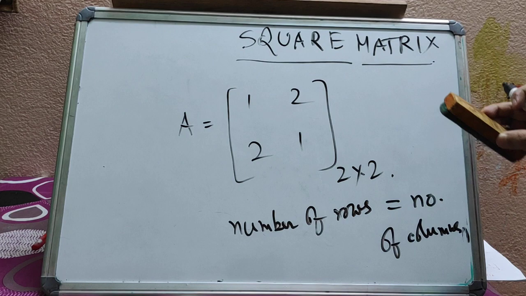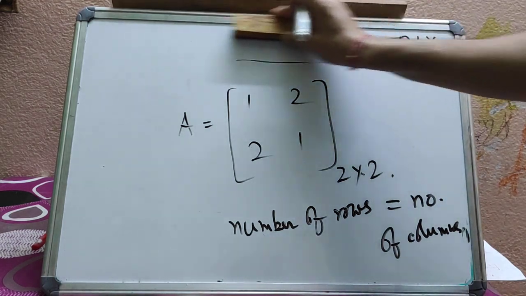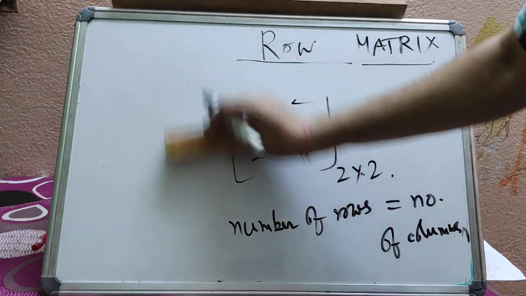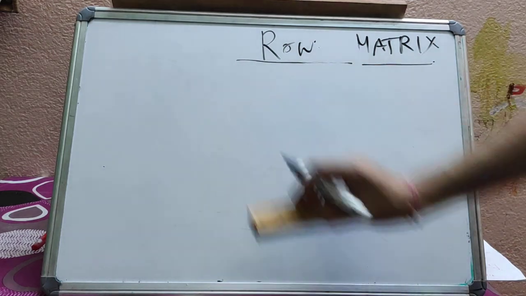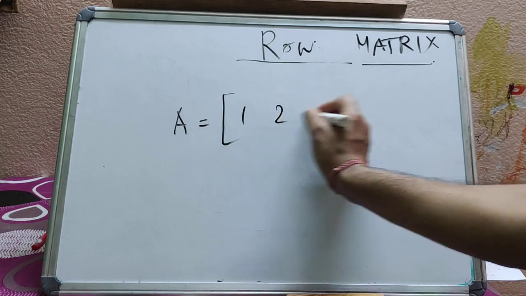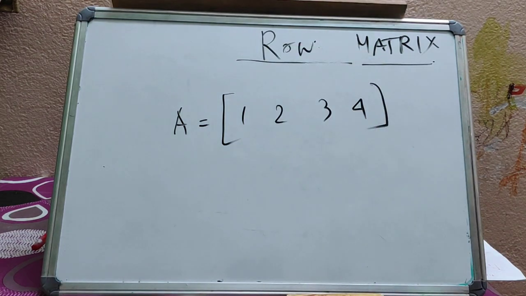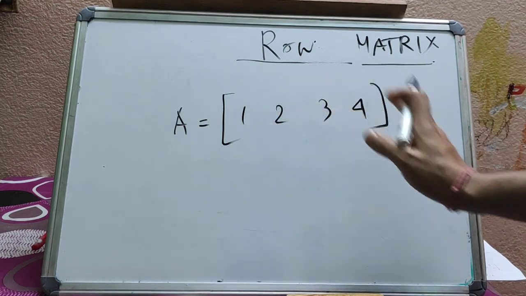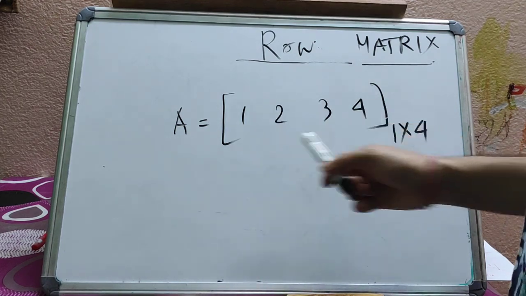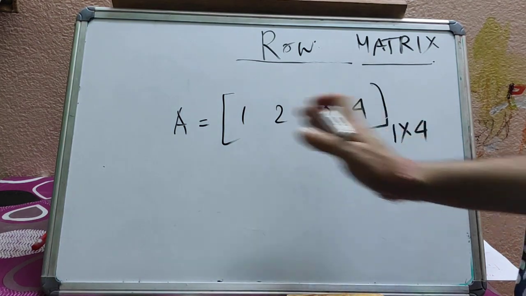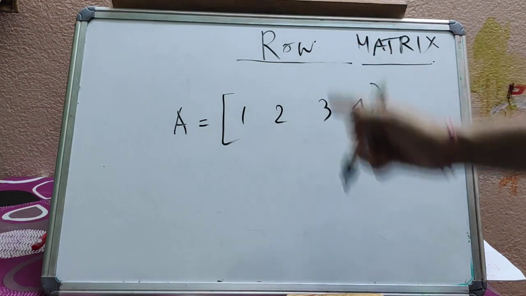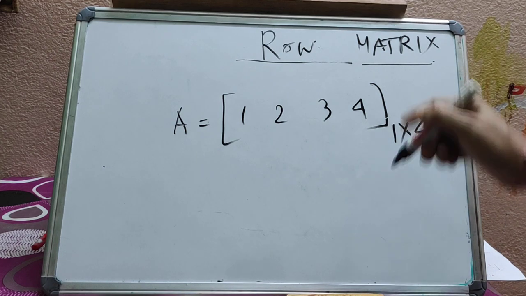Now another type of matrix is called row matrix. What is a row matrix? Row matrix is a matrix where there is only one row. Only one row is there. Then it will be 1 cross 4, only one row and 4 columns. 1 2 3 4, 4 columns are there but only one row. So this is called a row matrix. So in row matrix the number of rows is always equal to 1.